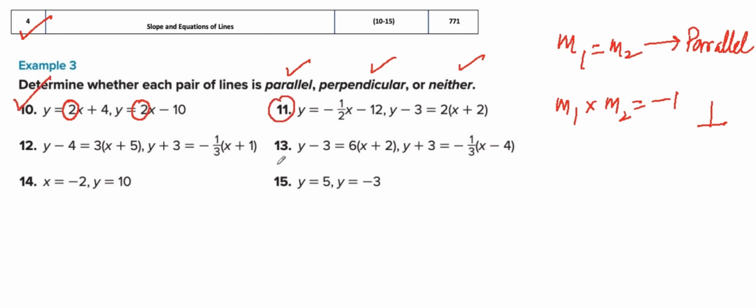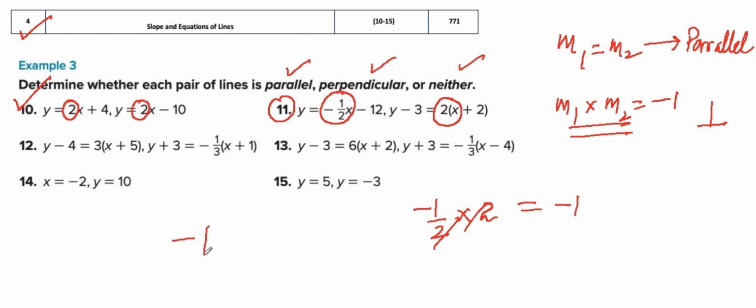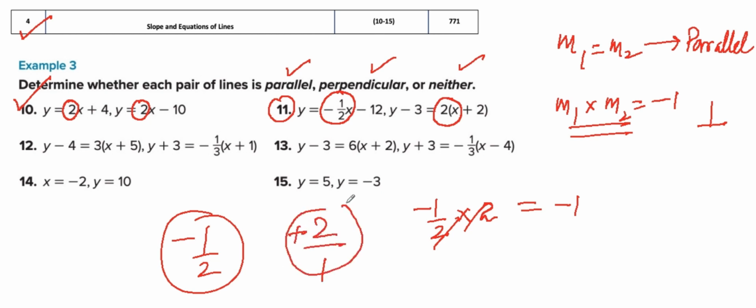Similarly, question number 11, this is minus half. Just see the coefficient of x, and here is the coefficient of x. When you multiply inside 2, it is 2x. So this is -1/2, and the other slope is 2. Multiply them, they are not equal, so they are not parallel. Now if you multiply them, 2 and 2 cancel out, so it comes to -1, so they are perpendicular. Or simply, what is the reciprocal of -1/2? The reciprocal of -1/2 is 2 over -1, and change the sign. Minus will become plus. So this is the slope of the second line.